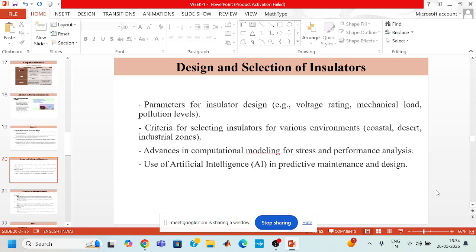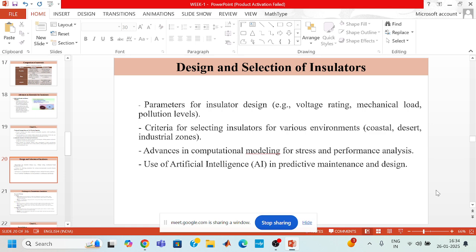So what are the criteria on the basis of which we are designing and selecting the insulators? Basically, we see the voltage rating, mechanical load, and pollution levels. The first criterion is parameter selection: on the basis of these, we select and design the insulators. The next criterion is that we consider coastal, desert, and industrial zones, and based on these environmental conditions we select the insulators.